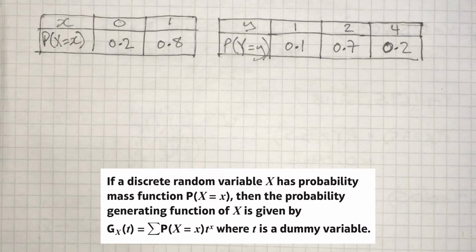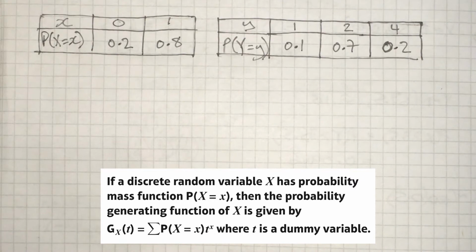We're going to make use of the probability itself, and we're going to have a dummy variable, which is going to be t to the power of x. As you can see from the definition below, for each outcome of the discrete random variable, we're going to find the product of its probability and the dummy variable, and we're going to sum each of those products together. Let's have a look at an example so you can see exactly how this will work.